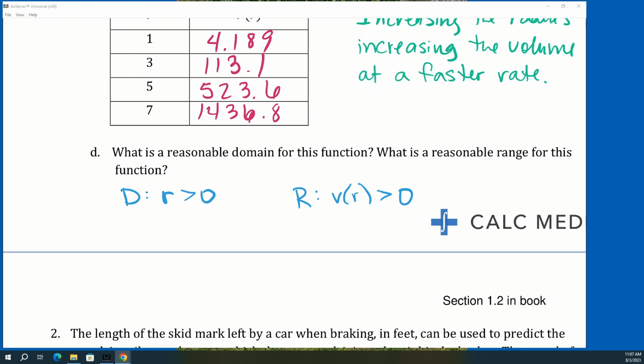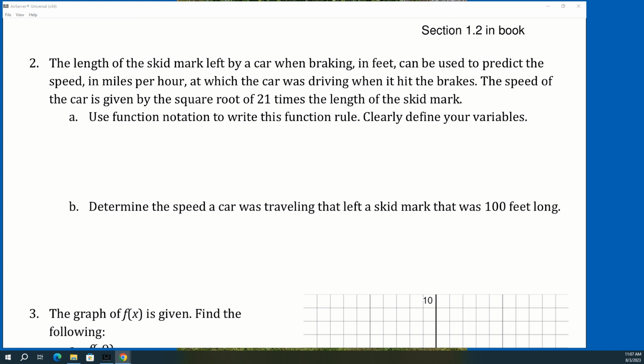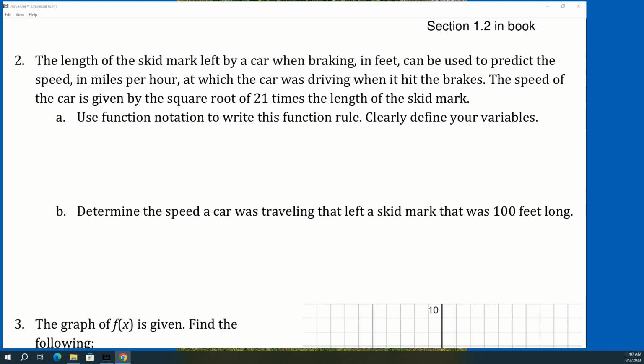Now, I don't have a resource or a source for this. I'm assuming it's true, but I don't know for sure. But the speed of the car is given by the square root of 21 times the length of the skid mark. Some of you are in criminal justice. You might be able to know if this is true. I think the police probably used something like this to figure this out.